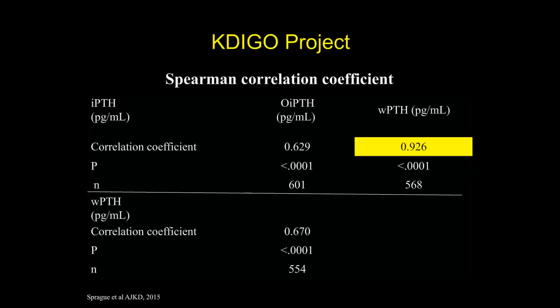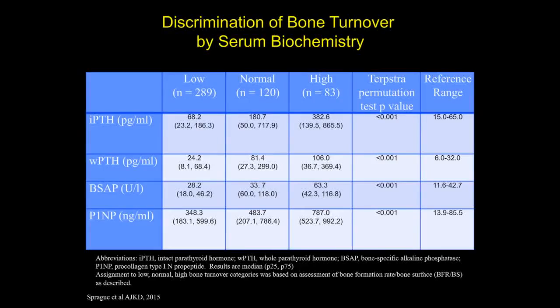And if you look here in terms of the correlations, there is a fairly good correlation with the intact PTH and the whole assay at 0.926. However, the correlation between the originally measured intact and the subsequently measured intact was not that good, nor was it with the originally measured intact and the whole assay.